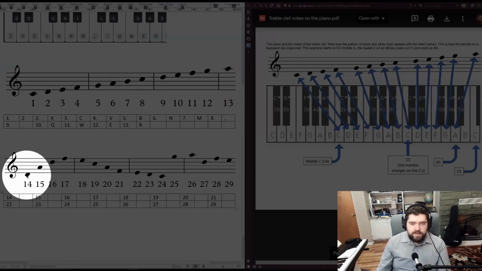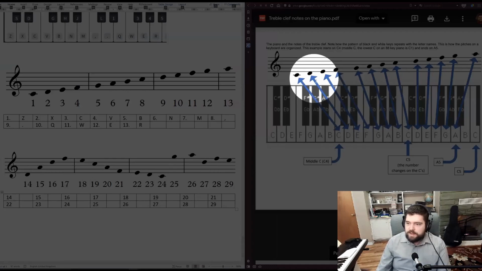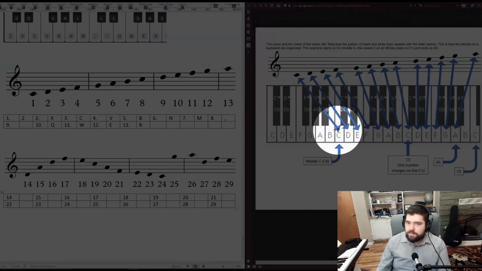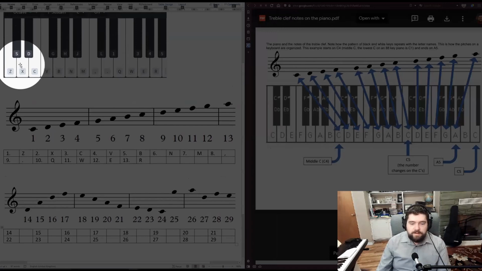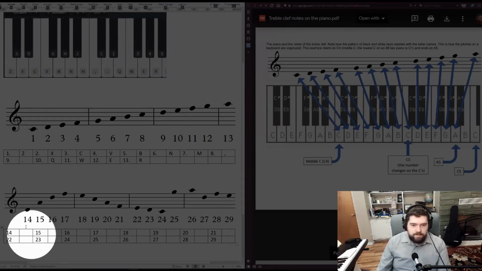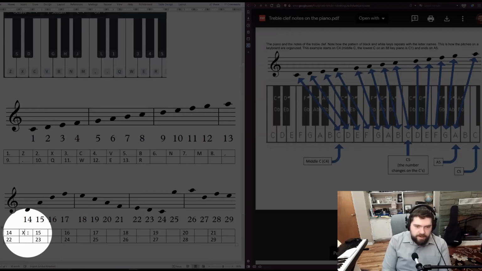I'm going to do number 14 and number 16. And so number 14, it's on the space below the staff. So I find the space below the staff. It's just right above our middle C. So taking a look here at this keyboard, it's just above that middle C. There, you can see it better. So that would be an X. For number 14, I put an X.